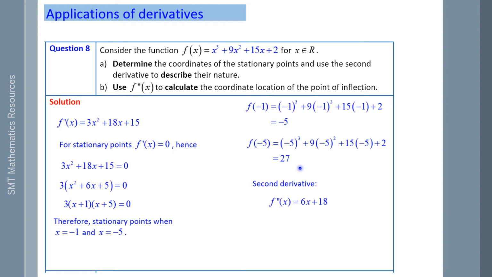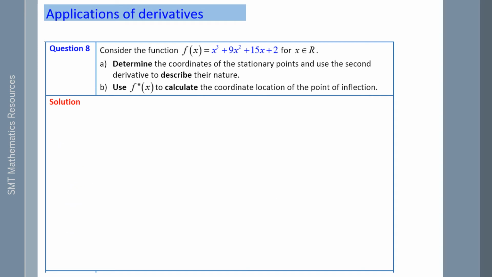Now the second derivative. The second derivative is deriving the first, which is 6x plus 18. Now what I'm doing now is subbing in negative 1, one of our stationary points, into the second derivative, and it equals 12, which means it's telling you that it's a minimum. At the coordinate location x equals negative 1 and y equals negative 5, the second derivative showed us it was positive, hence the point is a local min.